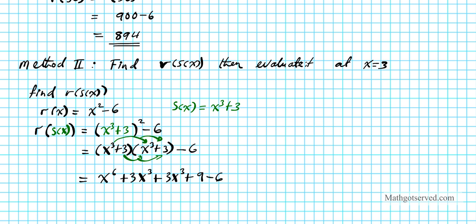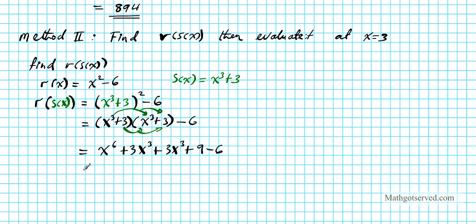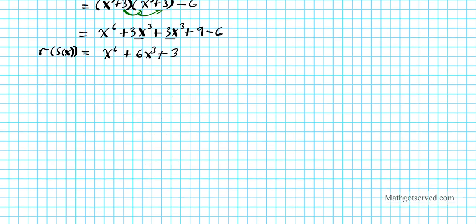So x to the 6 is on its own. You can combine 3x to the third and 3x to the third to give us 6x to the third. And then positive 9 minus 6 is simply plus 3. Okay? So this is the value of r of s of x. We've accomplished the first part of method 2. Now what we're going to do next is evaluate this function at x equals 3.